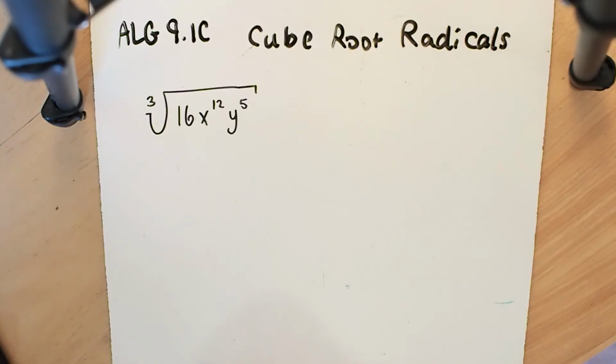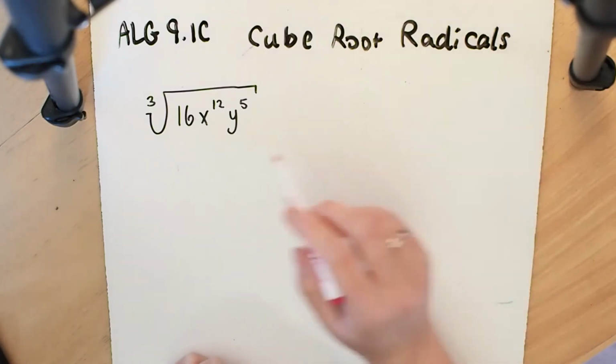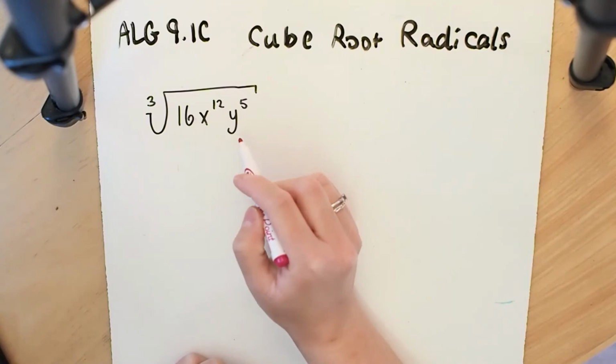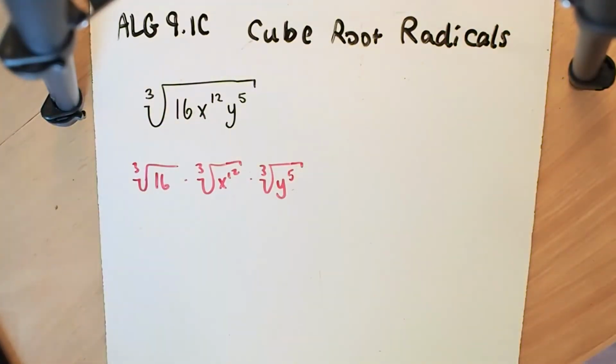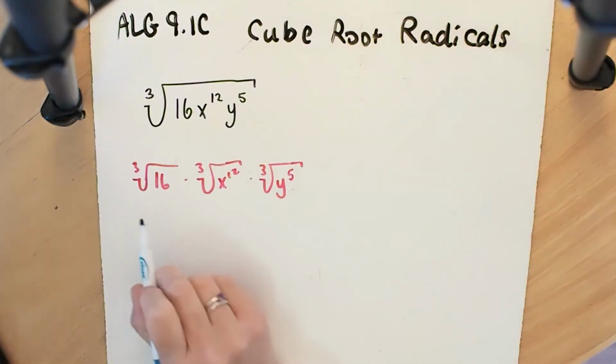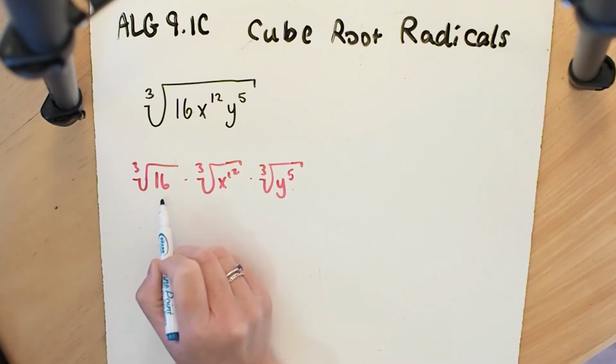Here we have the cube root of 16x to the 12th, y to the 5th. Right away, I'm going to go ahead and break that into 3 separate pieces, since we have 3 different things being multiplied on the inside here. I've broken it apart into 3 separate pieces. As always, the first part I'm going to tackle is this number part here. What this is asking me is, what number times itself 3 times equals 16?